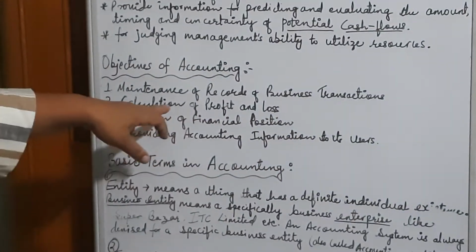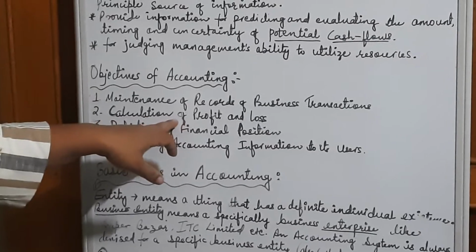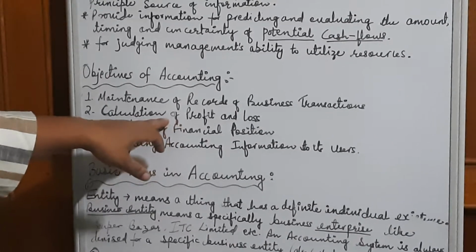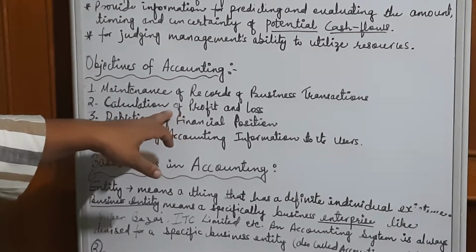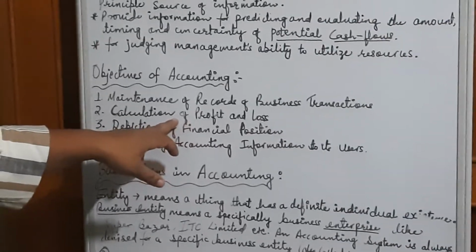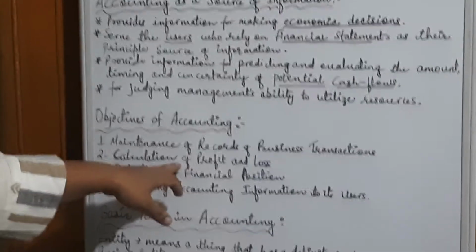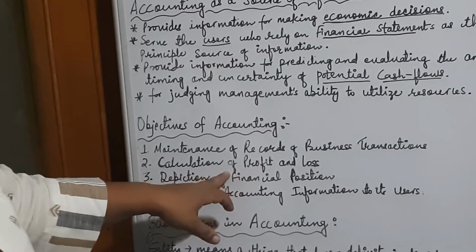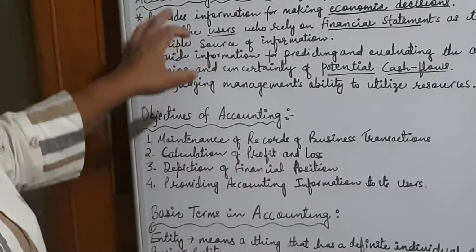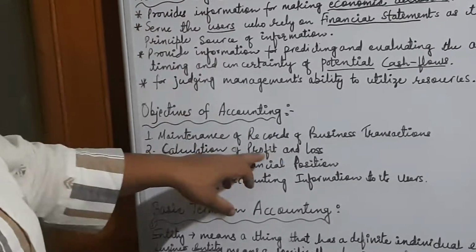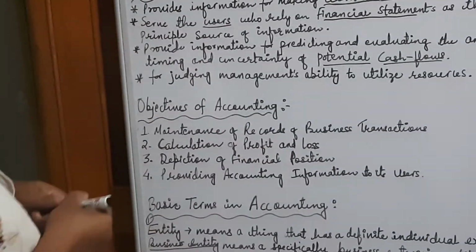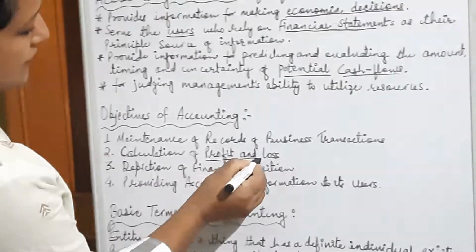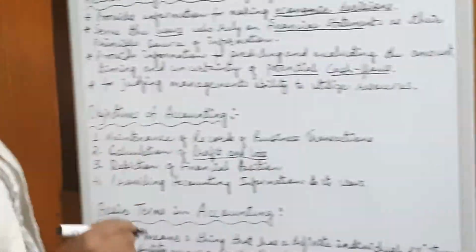Second one, calculation of profit and loss. Yes, another objective is, see, after business, what do the people want to know? They want to know whether they are earning profit or they are incurring losses. Understand? They are in loss or they are in profit. They want to know. So after doing accounting only, they can understand this, either there will be profit or loss, by making this profit and loss statement.